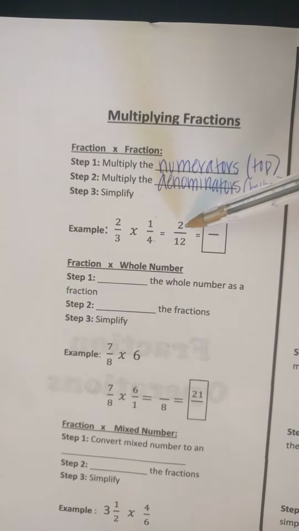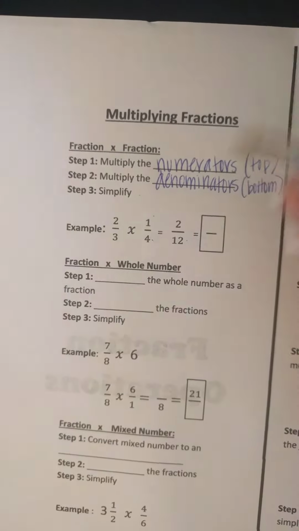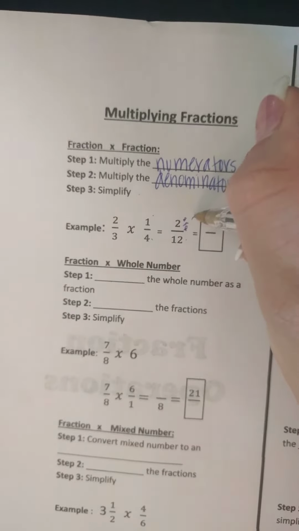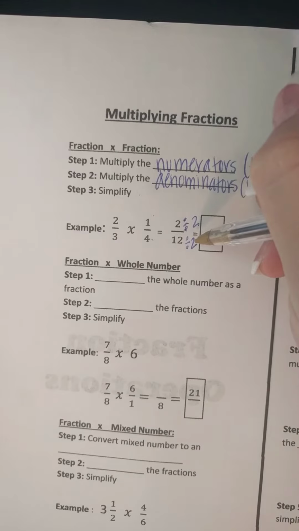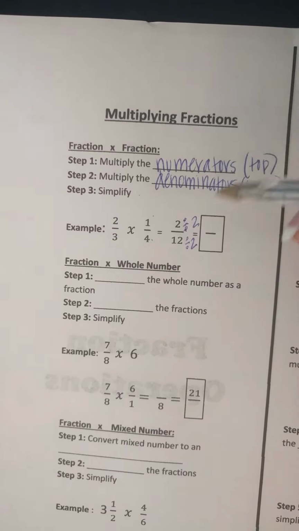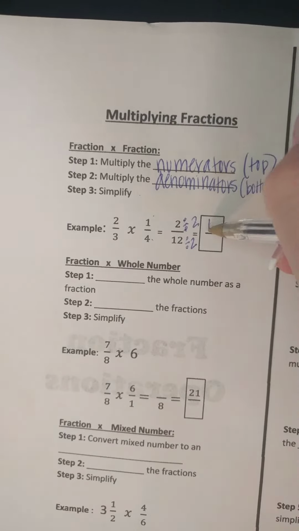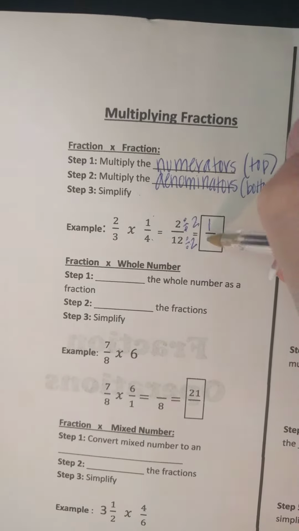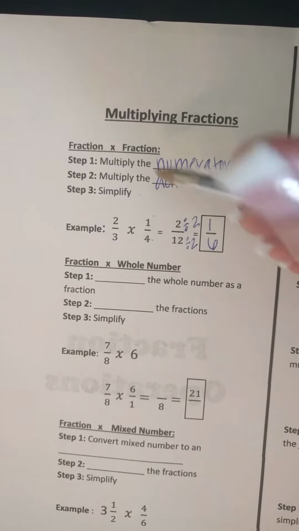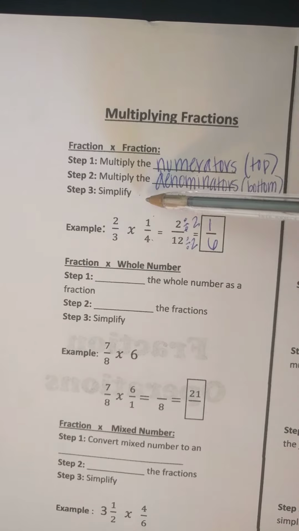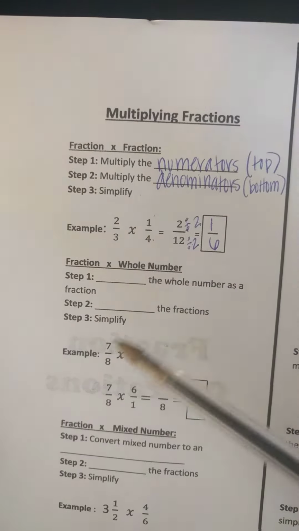So I need to figure out what's a number that I can divide into both of these. Well, I can divide both of these by 2. Remember, what you divide the top by, you must also divide the bottom by. Same numbers, because we need to keep the fraction equivalent. So 2 divided by 2 is 1, and 12 divided by 2 is 6. I can't simplify anymore, so there we go. I just multiplied a fraction times a fraction. Now let's move on to fraction times a whole number.